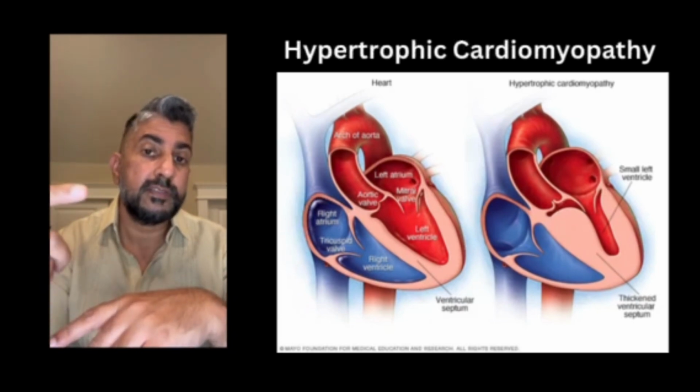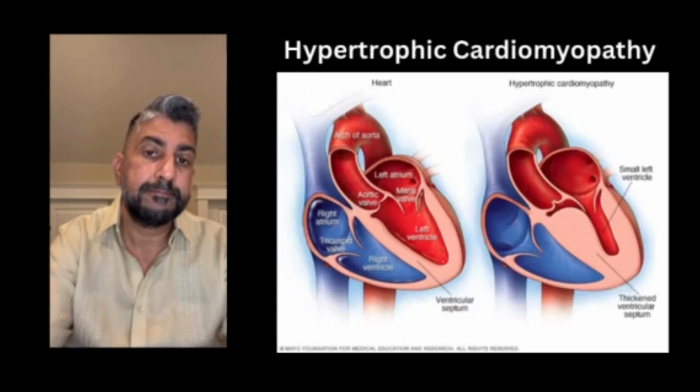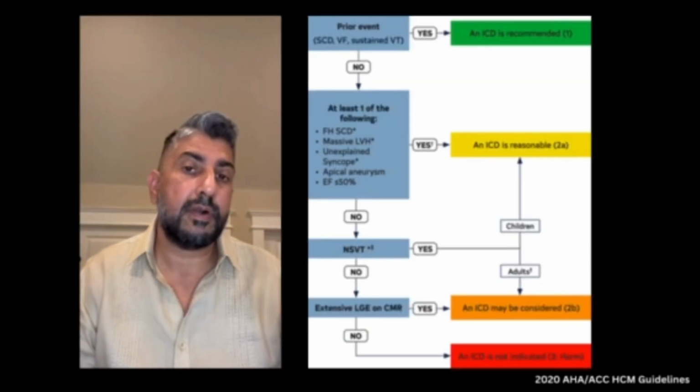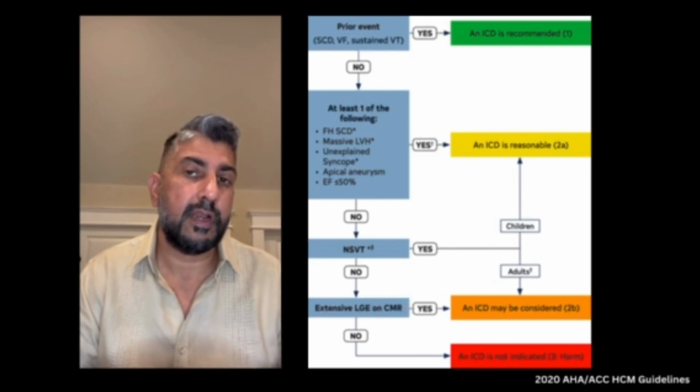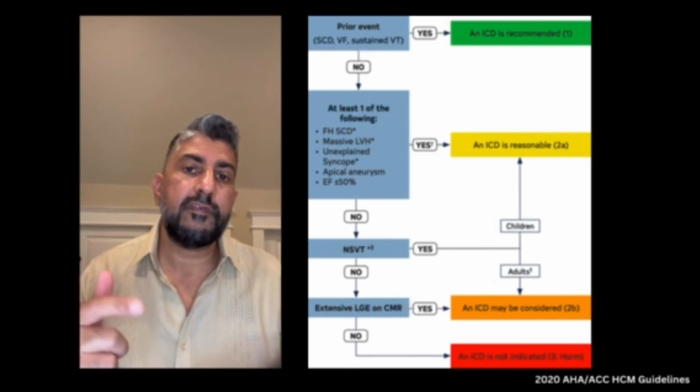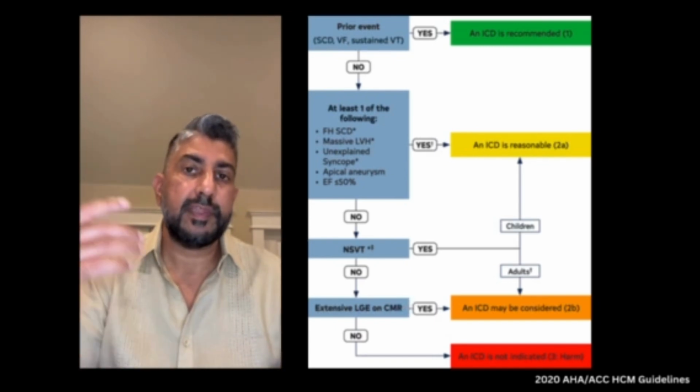Let's go over some of the risk factors for development of sudden cardiac death in hypertrophic cardiomyopathy. This diagram nicely summarizes how to assess risk for sudden cardiac death in a hypertrophic cardiomyopathy patient. This is from the 2020 guidelines for hypertrophic cardiomyopathy. So first of all, if a patient has sudden cardiac arrest, the patient gets an ICD for secondary prevention, so we try to prevent the next one.